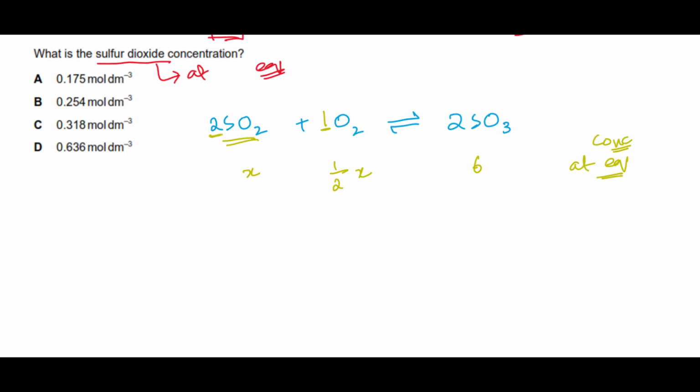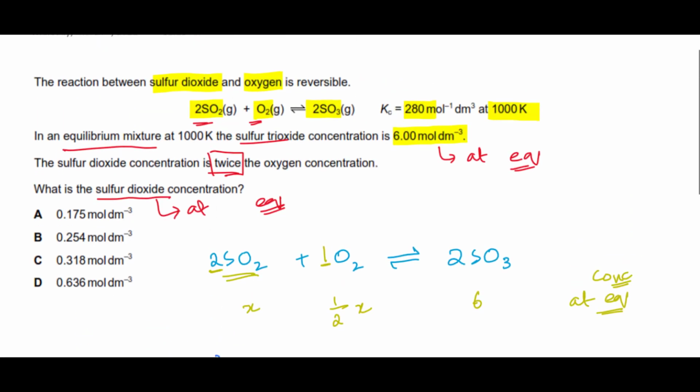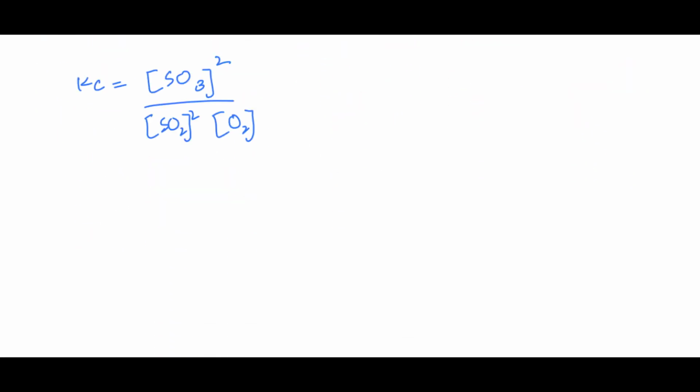So the Kc expression is Kc equals the concentration of sulfur trioxide, the product, squared, upon the concentration of sulfur dioxide squared times the concentration of oxygen. And the value of Kc is already given in the question, which is 280 per mole dm cube. So 280 equals the sulfur trioxide concentration, 6, squared, upon x squared into 1/2 x or 0.5x.